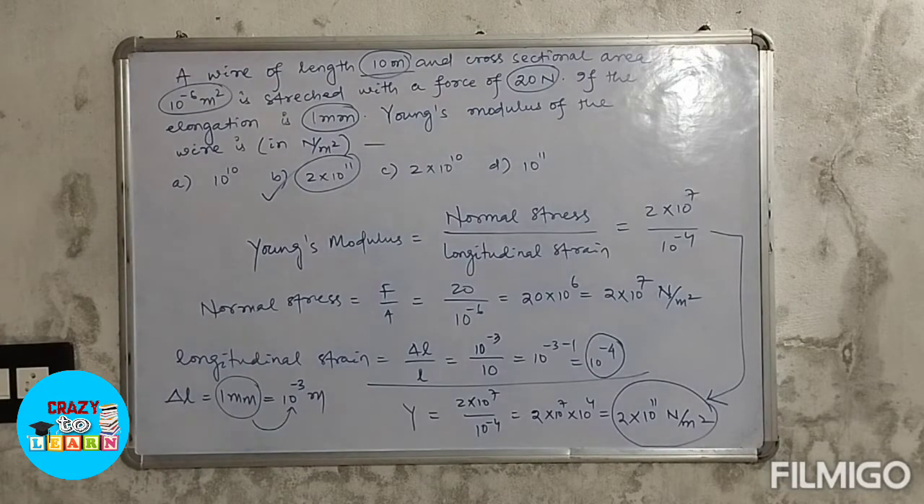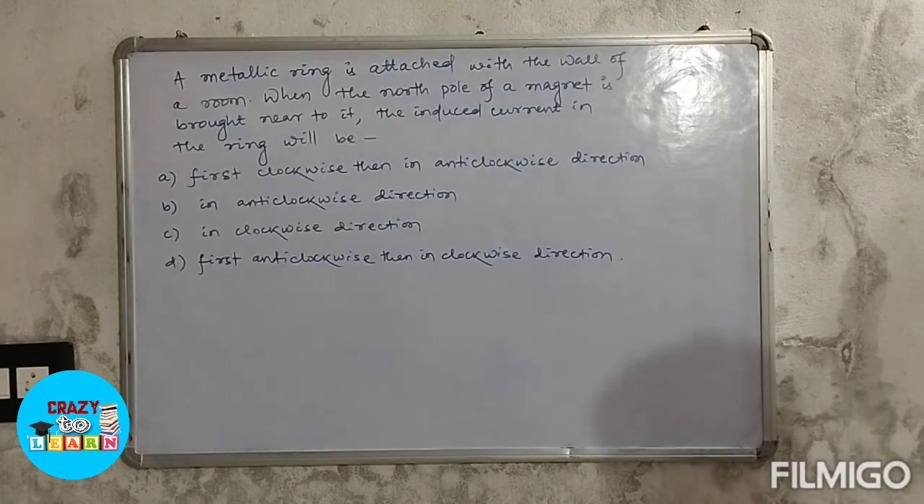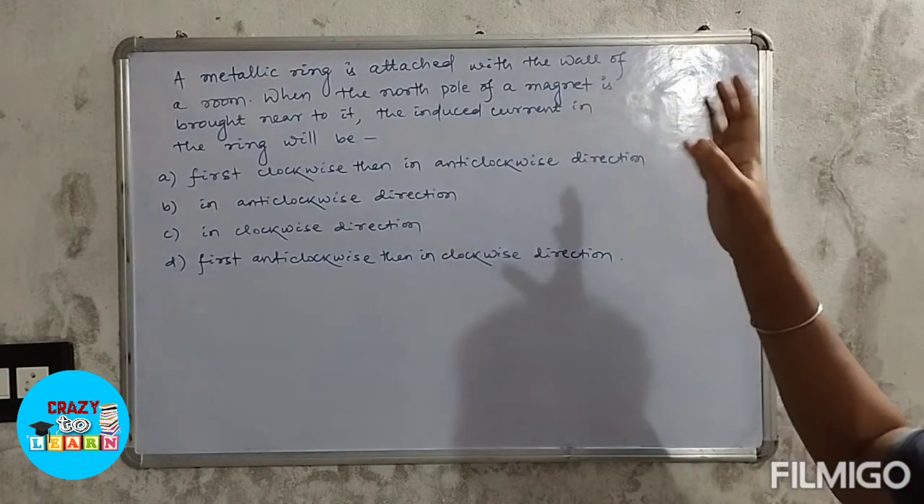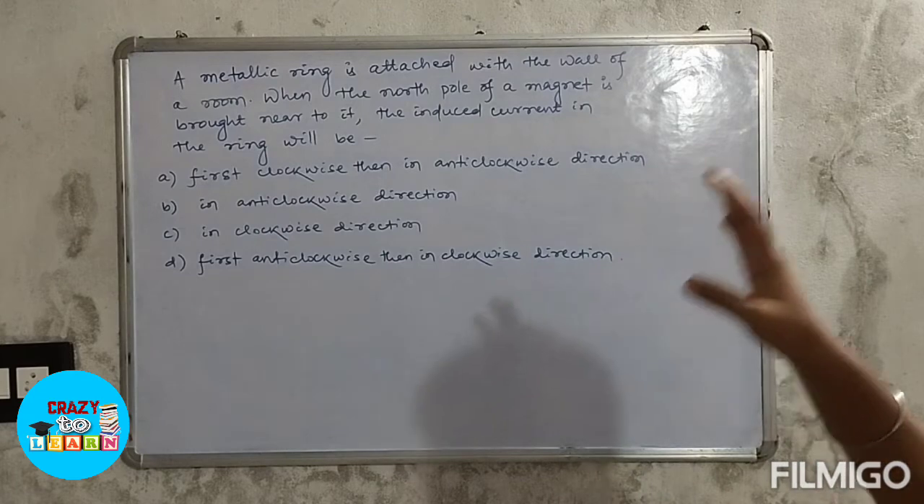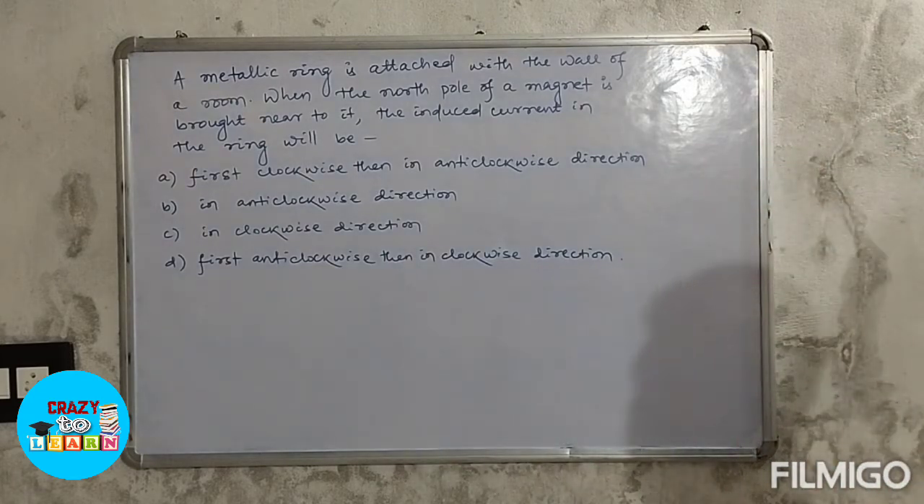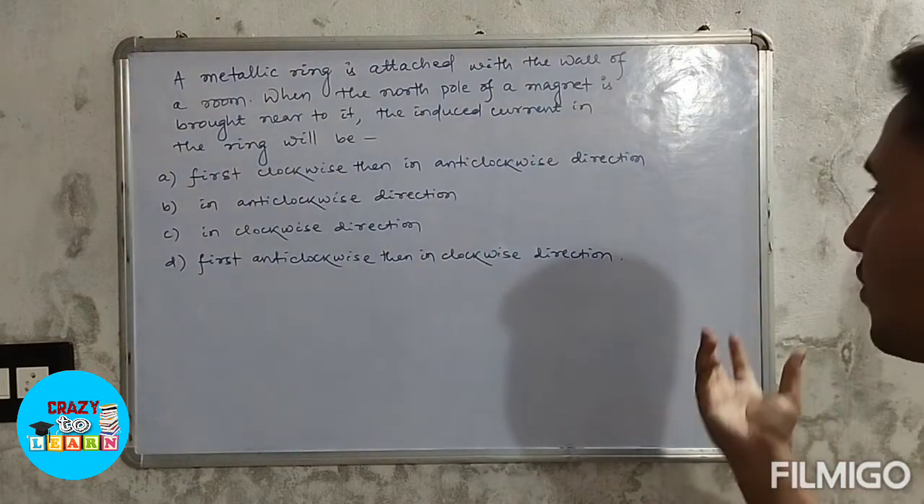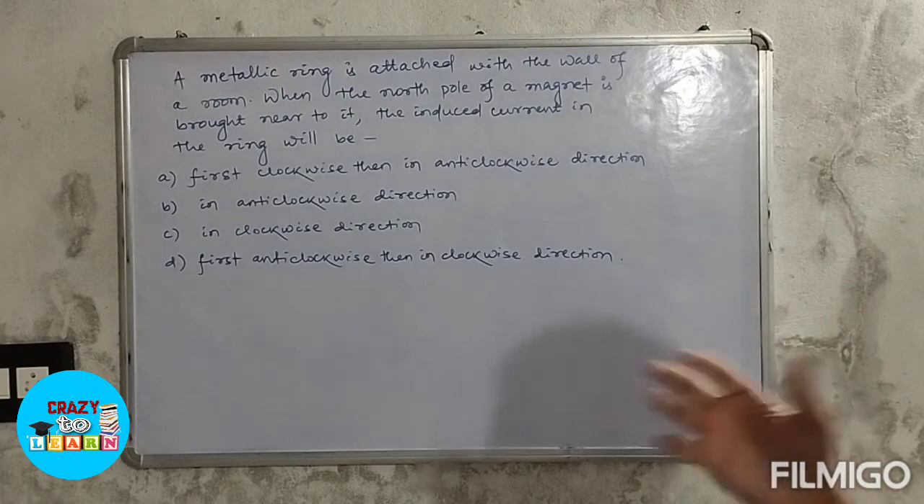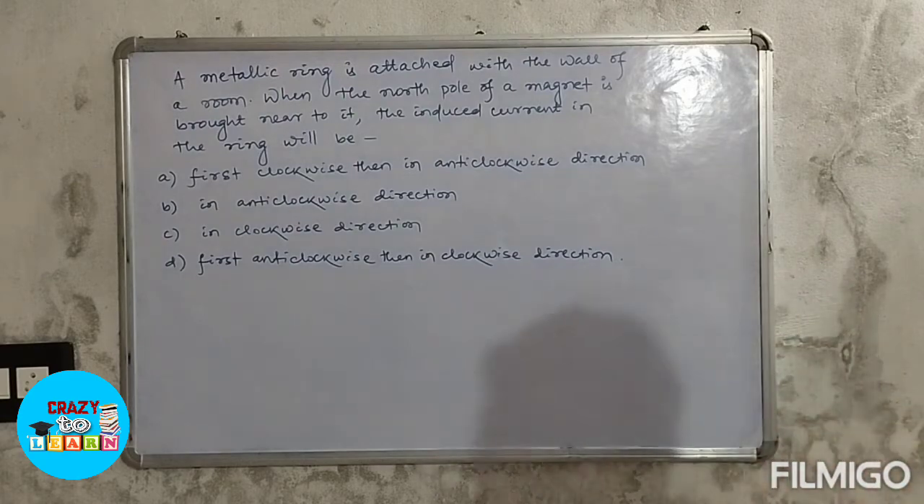Clear? Our next question: a metallic ring is attached with the wall of a room. When the north pole of a magnet is brought near to it, the induced current in the ring will be first clockwise, then anti-clockwise direction, or clockwise direction, or first anti-clockwise, then clockwise direction.